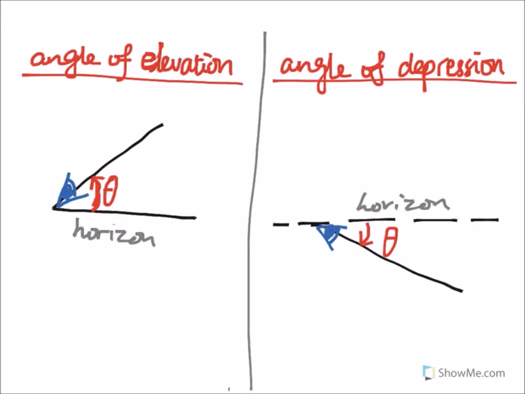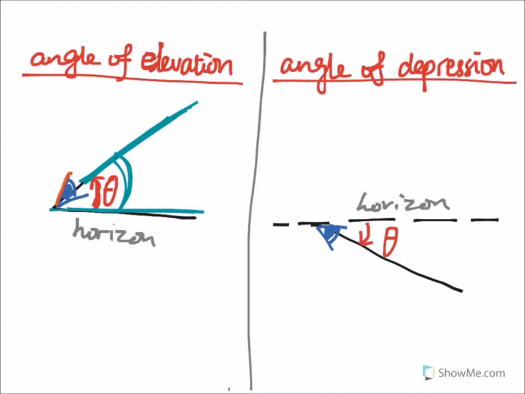So let's look at the angle of elevation. Elevation means that we are looking up. So you can see that this is my eye, and I'm looking up. So this is my line of sight, and this is the horizon. So this angle, angle theta, is my angle of elevation.